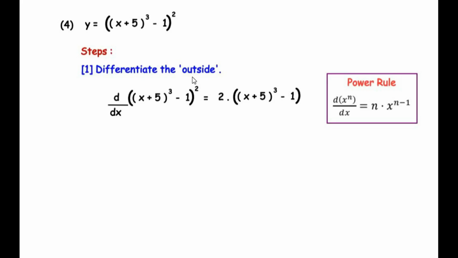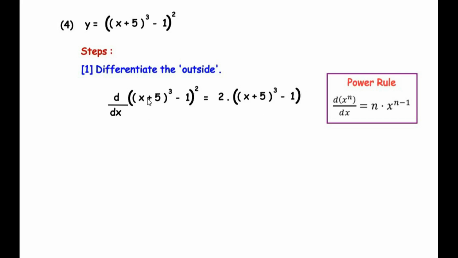So here differentiating the outside means we are going to consider the entire bracket as an x term. So this is x raised to the power of 2. So applying the power rule, we are going to write d by dx of the given function is equal to, now the power comes down, this is the outside power, so the outside power jumps down. There is absolutely no change inside the bracket, so we write it as x plus 5 the whole cube minus 1. Now the power reduces by 1, that is 2 minus 1 gives us 1. So this is step number 1.